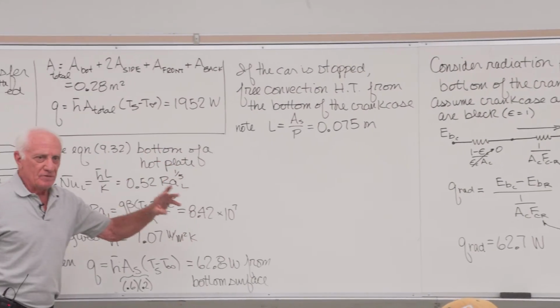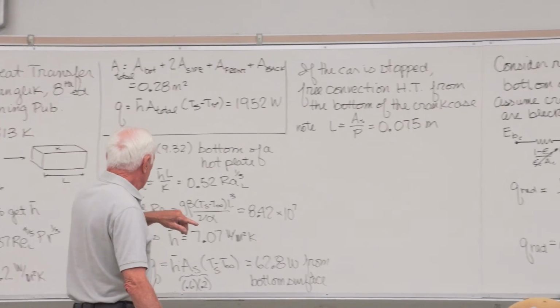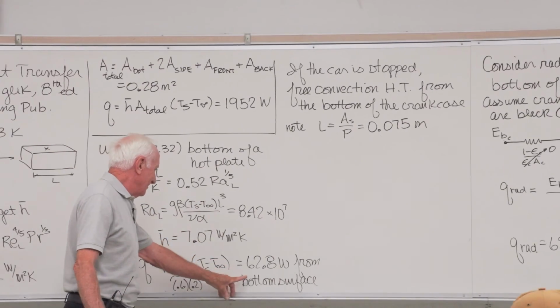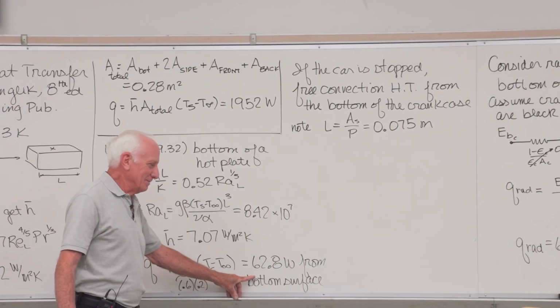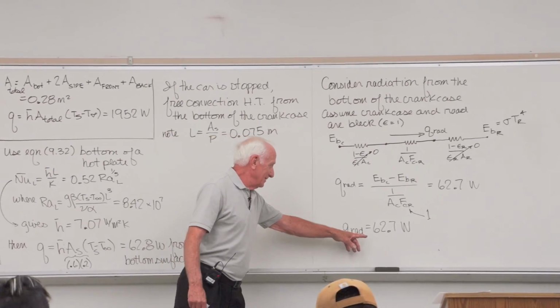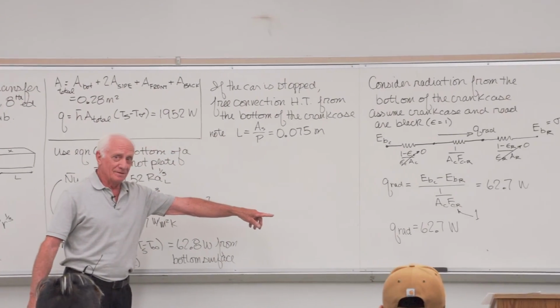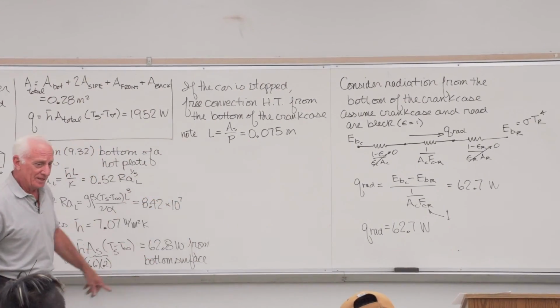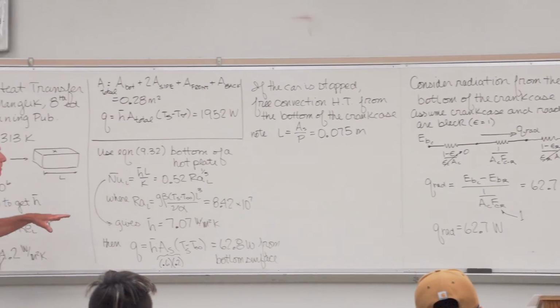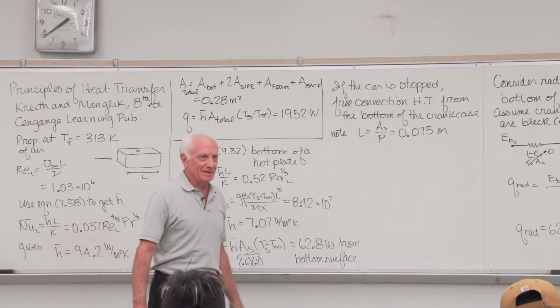They don't care if the car is moving or at rest. I don't care. Works both ways. Interesting, this guy here, convection, when the car is not moving, is 62.8 from the bottom surface, and the radiation is 62.7, really close. You can't ignore that guy when the car is stopped. They're almost the same. Oh, when it's moving, oh yeah, sure. 1,950. Yeah, that's different.